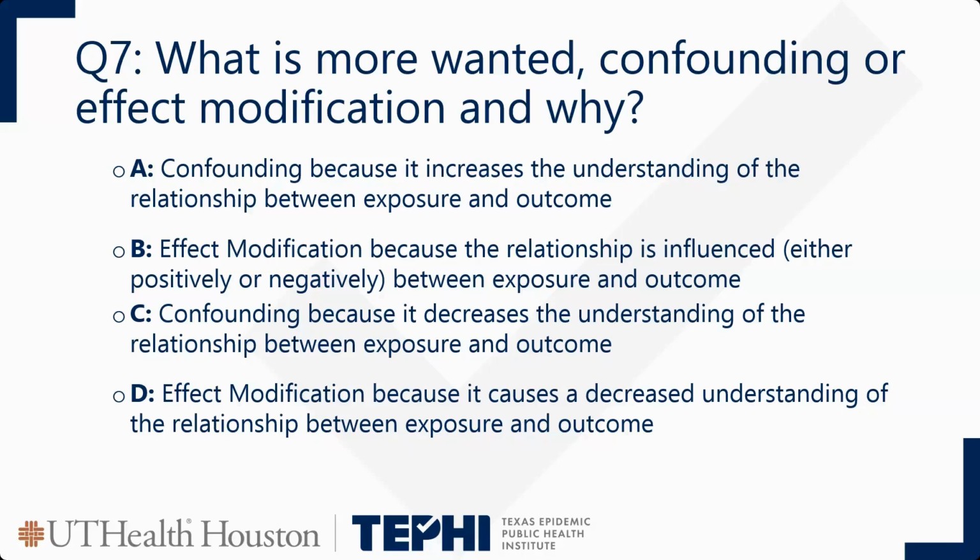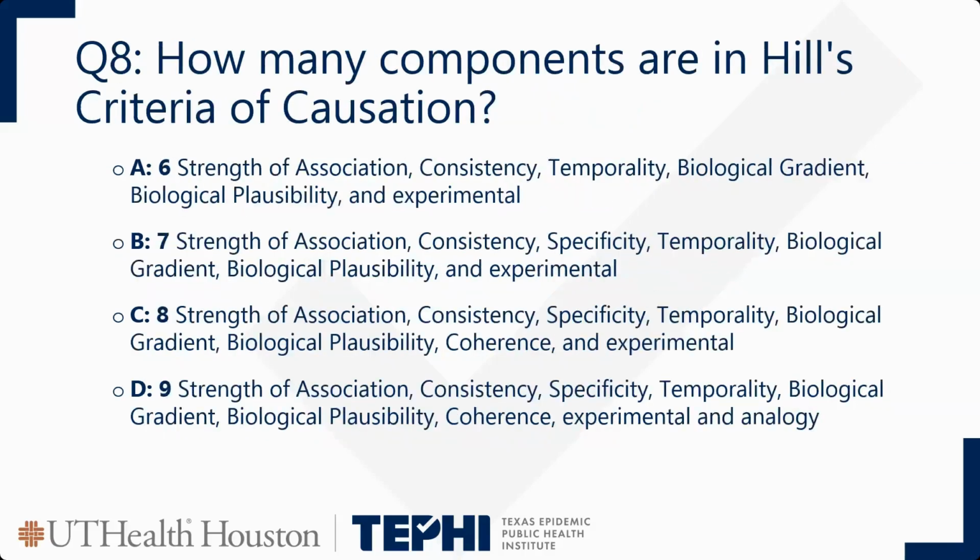Next question. How many components are in the Hill criteria of causation? Are there 6 components, or 7, 8, or 9? And as I mentioned during the lecture, all the components have to be present when determining causation. So how many of them have to be present? All of them, or how many components do we have?